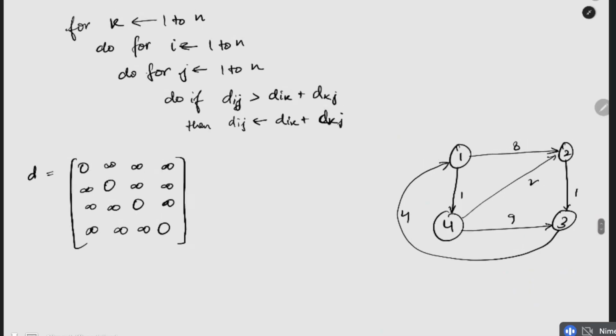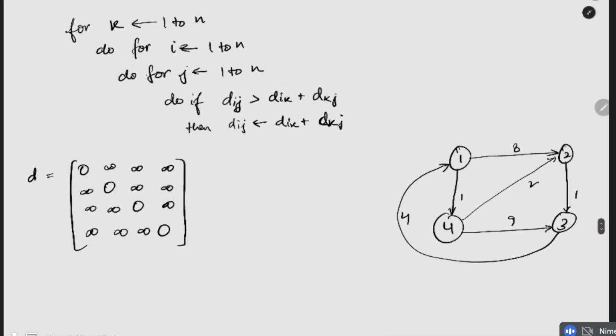Okay, so we start with k equal to 1, and then we go through the entire array. And then we go for k equal to 2, and then we go through the entire array. Okay, so for k equal to 1, what do we have?